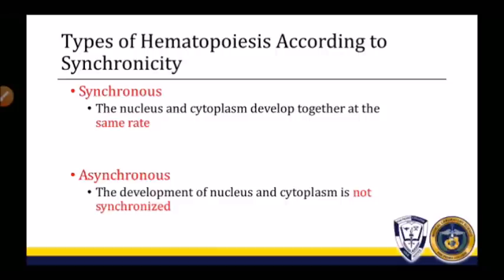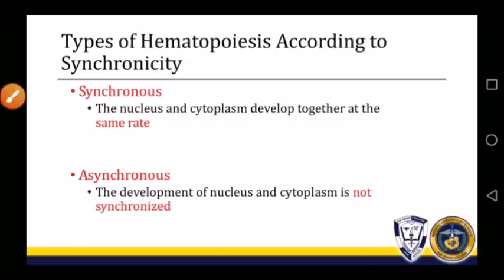Now the other type is asynchronous hematopoiesis. Asynchronous hematopoiesis is pathological. In asynchronous, very understandable, the nucleus and the cytoplasm do not mature together in the maturation process. In some diseases, the cytoplasm is lagging or behind in maturation, while in other cases or diseases, the nucleus is lagging or its maturation is delayed.